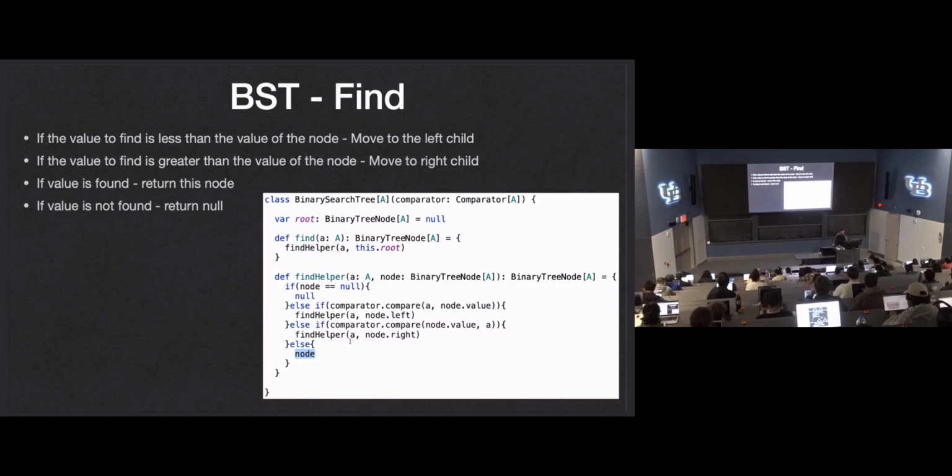So if both of these return false, by calling my comparator twice with the arguments switched, then I know that this node has the value I'm looking for. Because this node is equivalent to the value I'm looking for according to the comparator of my tree.